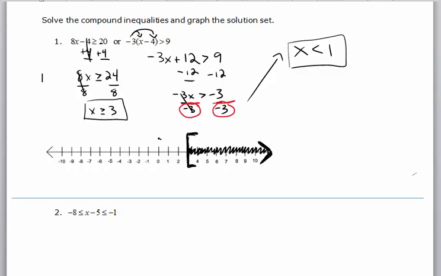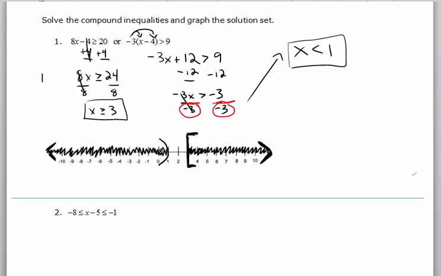Okay, now graph the other one, x less than 1. Find 1 right here, and here I'm using my parenthesis because 1 is not included. It's just all the values that are less than 1, which I am representing by that shaded region. Okay, so there's all your values less than 1.